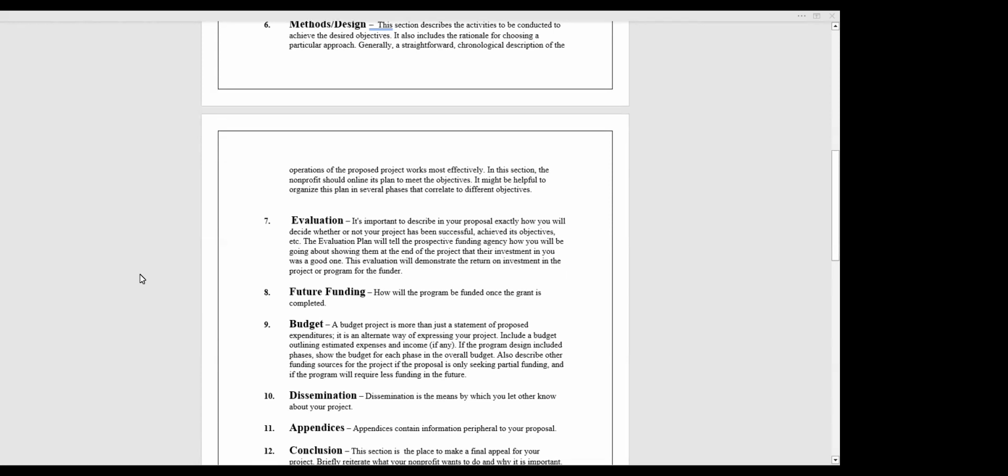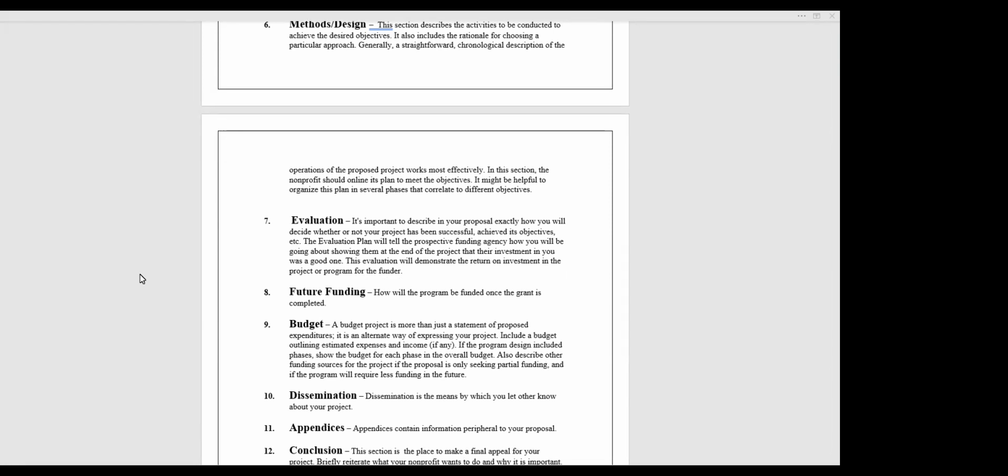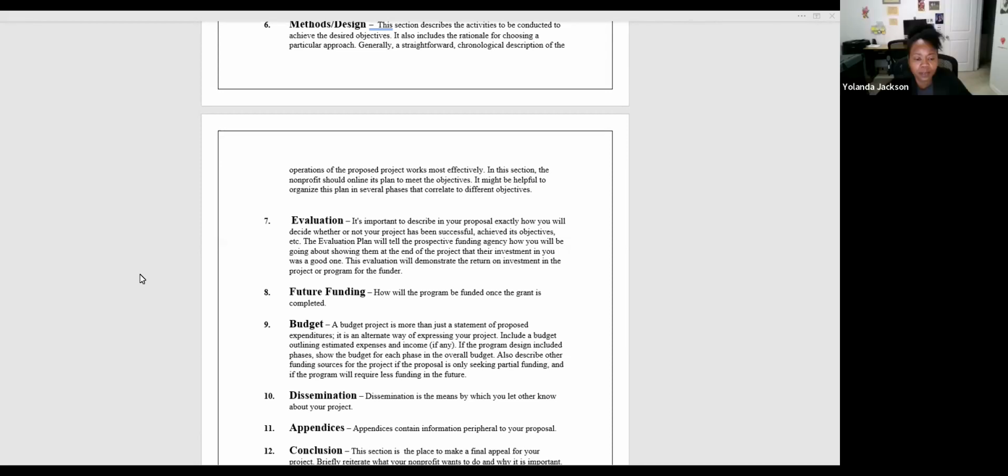Number 10. Dissemination is the means by which you let others know about your project. Okay, this is important because when you do receive a grant or donation, when you do any of your media outlet, be it your webpage, press release, you must mention the people who fund you. So somewhere in your literature, it should be funded by or donated by. That makes sense? It does, yes.